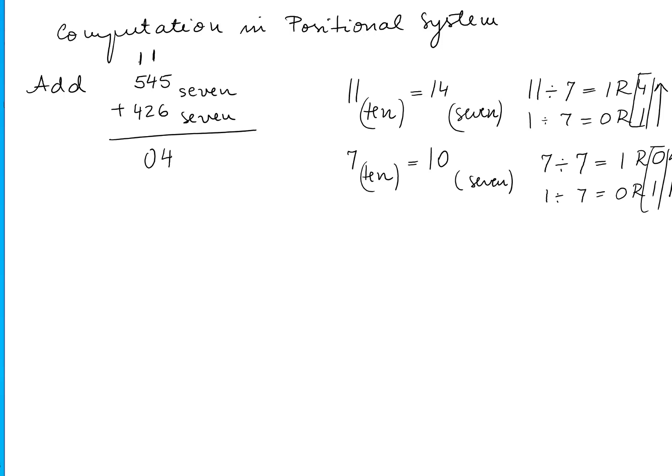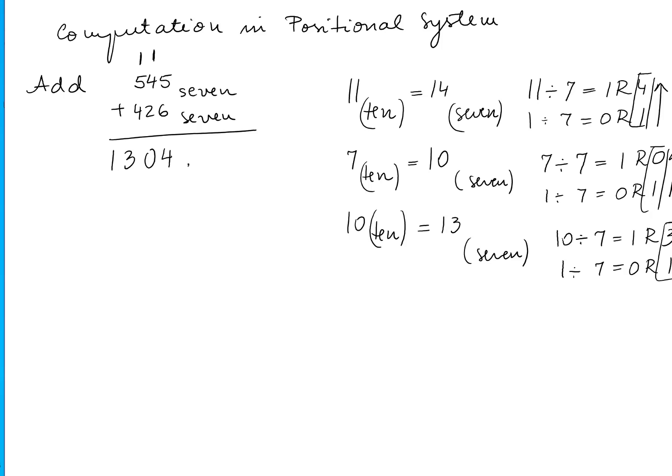1 plus 5 plus 4, it's 10 in base 10, which is in base 7, 10 divided by 7 equals 1 remainder 3. 1 divided by 7, it's 0 remainder 1. So it's 1 3. So we add 1 3. So the answer is 1304.